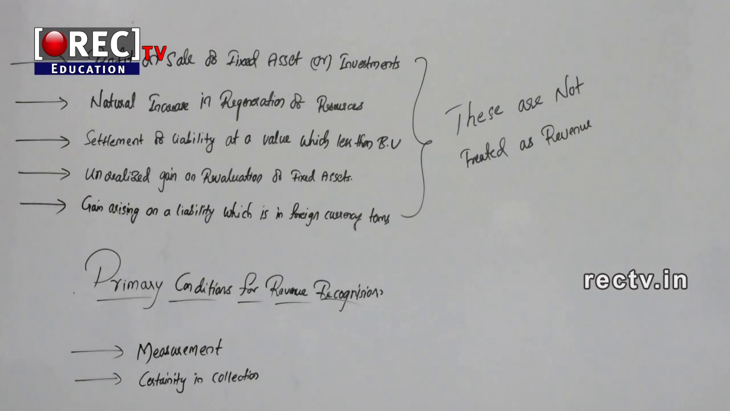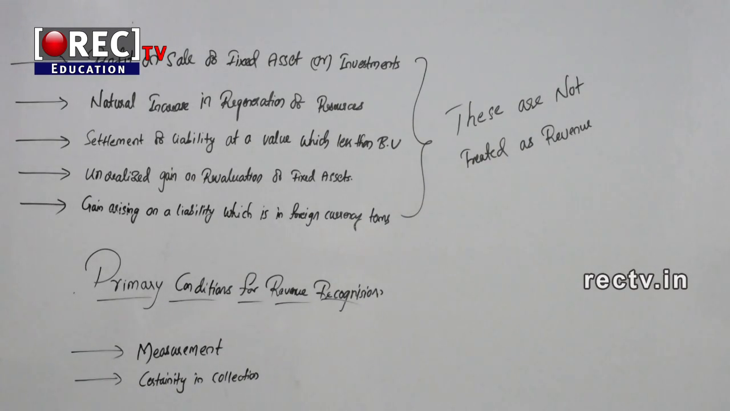And what about certainty in collection? Certainty in collection means the entity should be substantially certain about its collection, generally beyond doubt. Revenue should be recognized only when the answer, that is how much should be recognized, whether 10,000 or 20,000, is certain, and there should be no doubt that the revenue is going to come into the entity. And a revenue once recognized cannot be reversed.